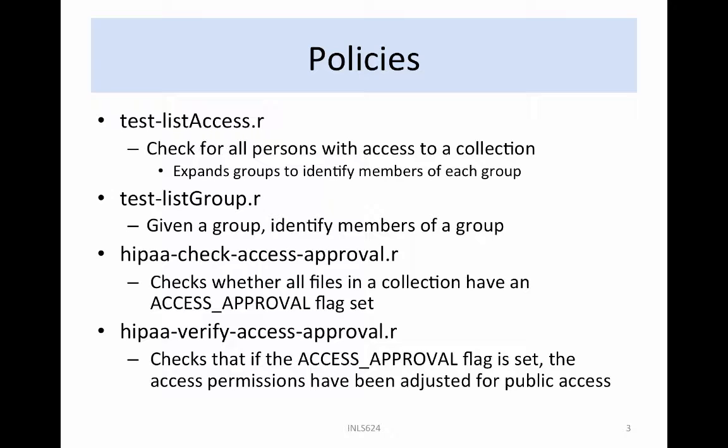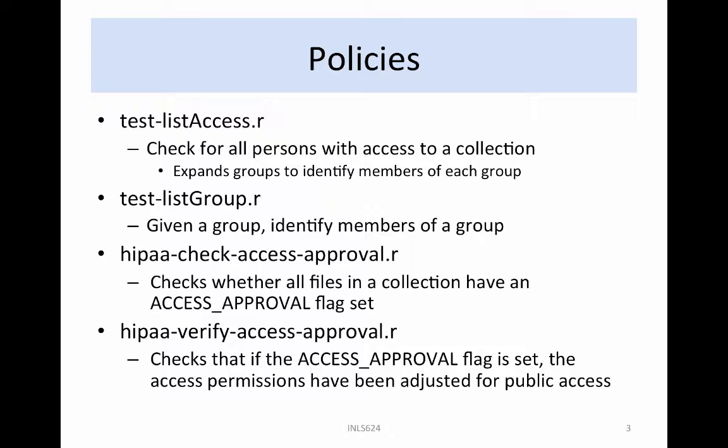Policies are needed to manage access controls for both users and groups of users. This is slightly complicated by the need to deal with users from federated data grids and the need to expand group membership lists to track all of the members in a group. The rule test-listaccess.r checks for all persons with access to a collection and expands groups to identify members of each group. The rule test-listgroup.r identifies members of a specified group.